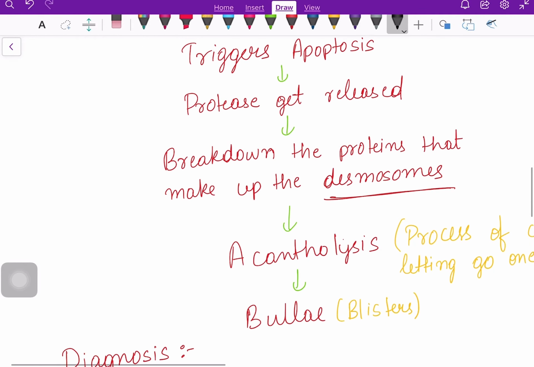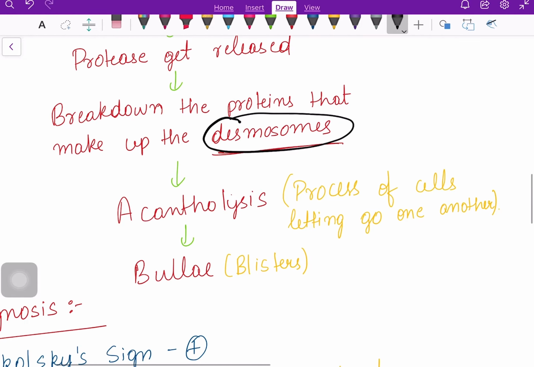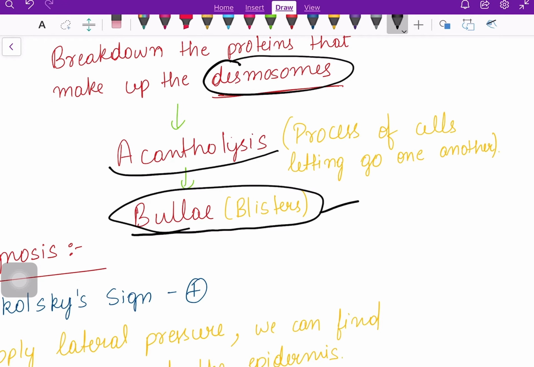Then what happens is it triggers apoptosis, proteases get released, and there is breakdown of the proteins that make up the desmosomes. Desmosomes are the connecting junctions between two keratinocytes in the stratum spinosum. Then acantholysis occurs. Acantholysis is the process of cells letting go of one another. And after acantholysis, there is formation of bullae or blisters finally.